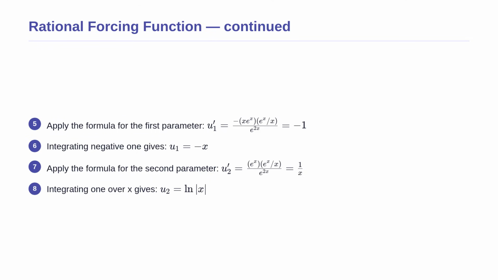For the second parameter, we set up the next fraction. Multiplying the exponential terms in the numerator gives us e to the power of 2x, which perfectly cancels with the Wronskian in the denominator. We are left with 1 divided by x. Integrating this gives the natural logarithm of the absolute value of x.